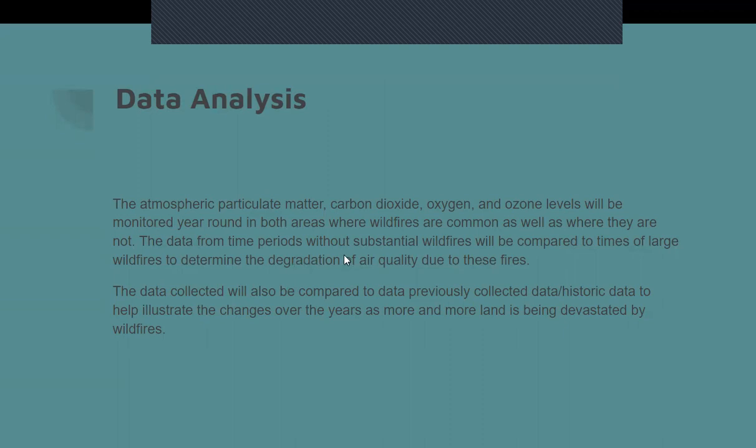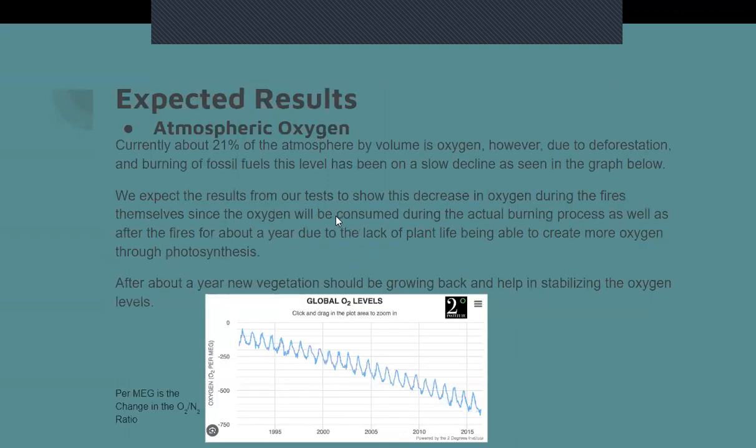Our expected results for atmospheric oxygen is that it's going to go down. Currently there's 21% oxygen by volume in the air. However, due to deforestation and burning of fossil fuels, this level has been slowly decreasing over the past couple of decades, as you can see in the chart on the bottom. So we expect the results from the fires to go down because the oxygen itself will be consumed during the burning process, as well as after, due to the lack of plant life being able to create additional oxygen through photosynthesis. However, about a year or two after the fires, new vegetation will be growing back, which will help stabilize the oxygen levels.